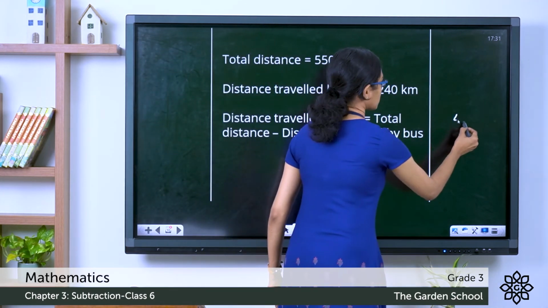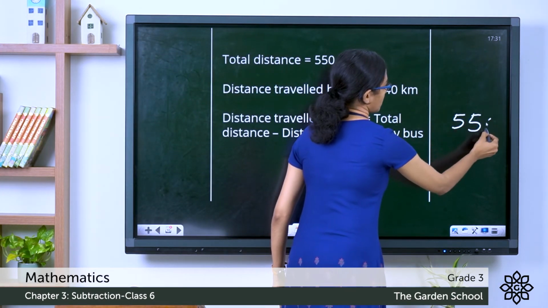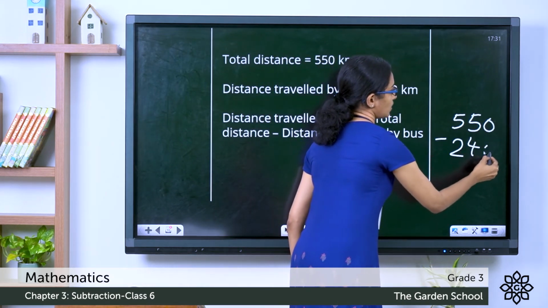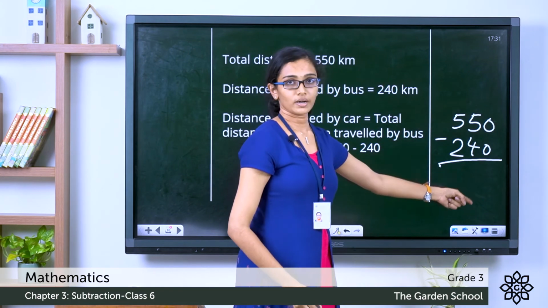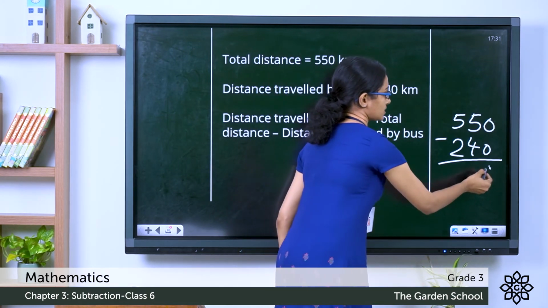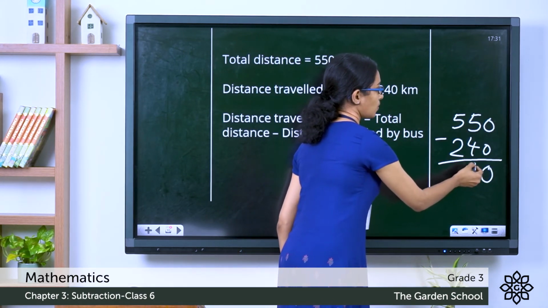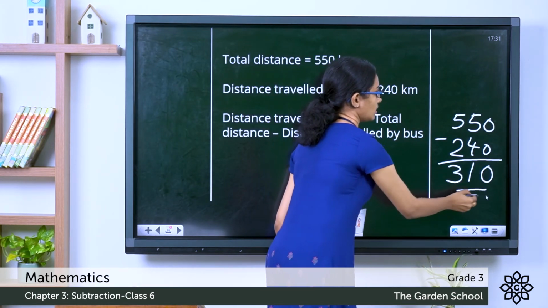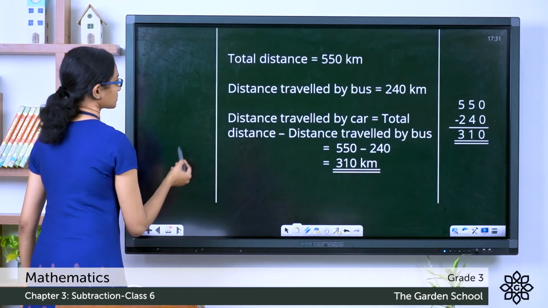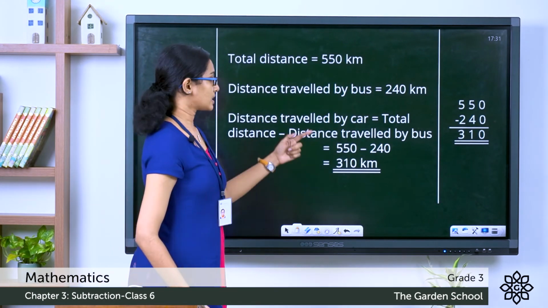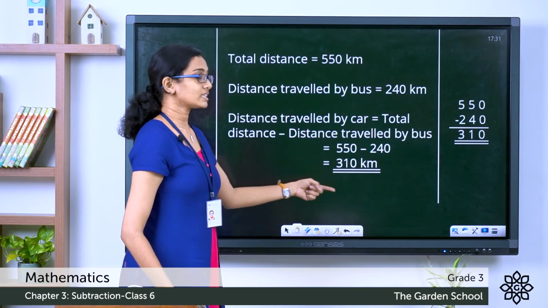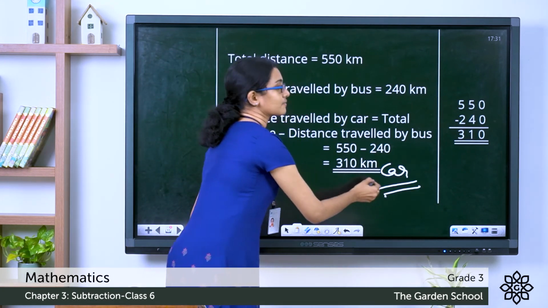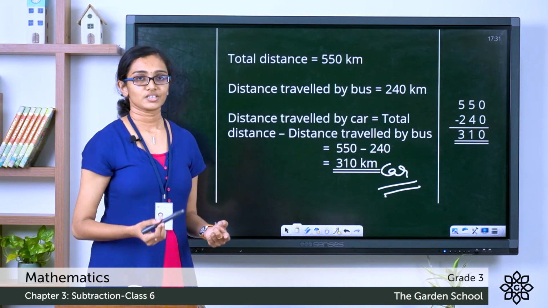So now let's subtract these two numbers. I have to do the calculation in the working column. So 550 minus 240. 0 ones minus 0 ones, it is 0. 5 minus 4, 1. 5 minus 2, that is 3. So what is the difference? The difference is 310 kilometers. This is the distance he traveled by car. I hope this is clear to you.